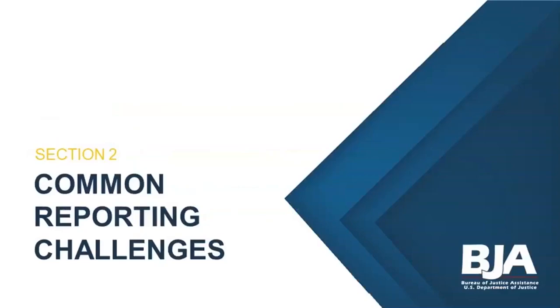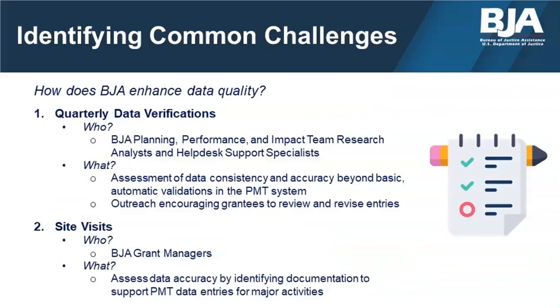The next section will review common reporting challenges. To introduce this section, we'd like to share some information about how BJA identifies common challenges and seeks to improve data quality. BJA's Planning, Performance, and Impact team assesses data consistency and accuracy and reaches out to grantees with potential issues. Program grant managers also play a role in enhancing performance data quality through site visits, where they identify documentation to verify PMT data entries for major activities.